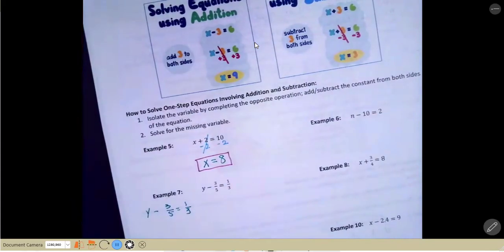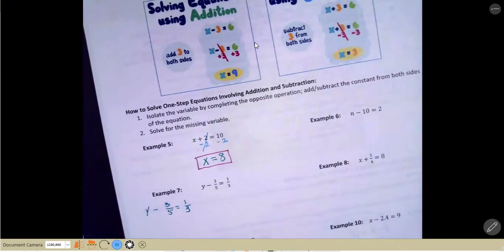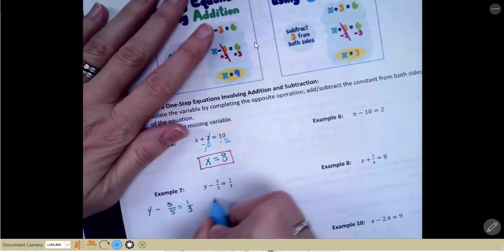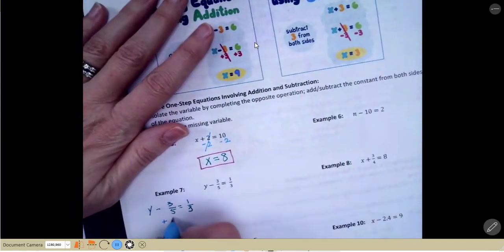When you clear your fraction, you have to find a common denominator. And did I teach you how to clear fractions? Oh, you know what? That was my other class. Okay, let's just deal with fractions on here. So we're going to add 3/5 to both sides.